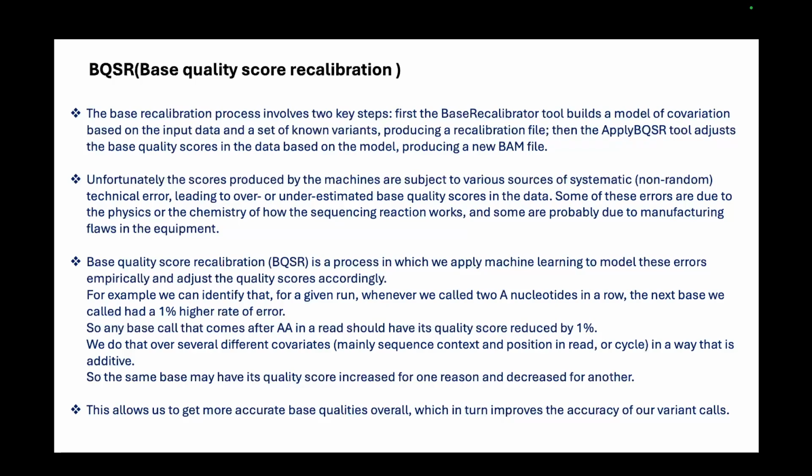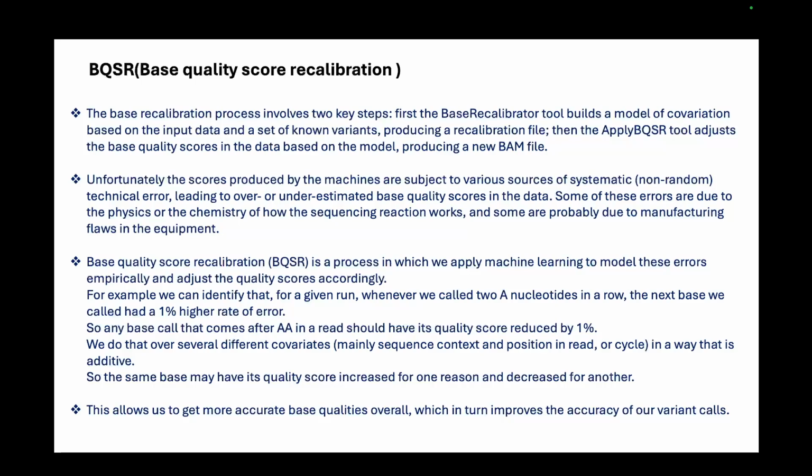So why is it required? The quality scores produced by the sequencing machines, the Phred-scaled quality scores, are subject to various sources of systematic error, which is basically non-random technical error, leading to over- or underestimation of base quality scores in the data. Some of these errors are due to the physics or the chemistry of how the sequencing reaction works, and some are probably due to manufacturing flaws in the equipment. So the BQSR process applies a machine learning model to remove these errors empirically.